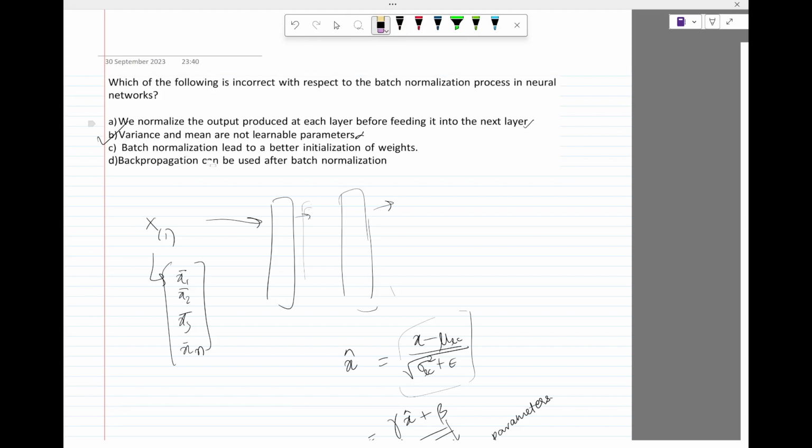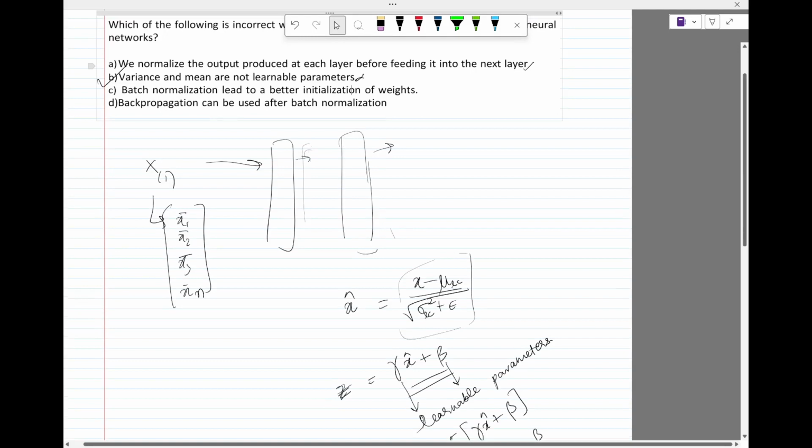Batch normalization leads to better initialization of weights. So there is only a single correct answer in this. So C is naturally a correct statement, a true statement. But why is this? Why does batch normalization lead to better initialization of weights?